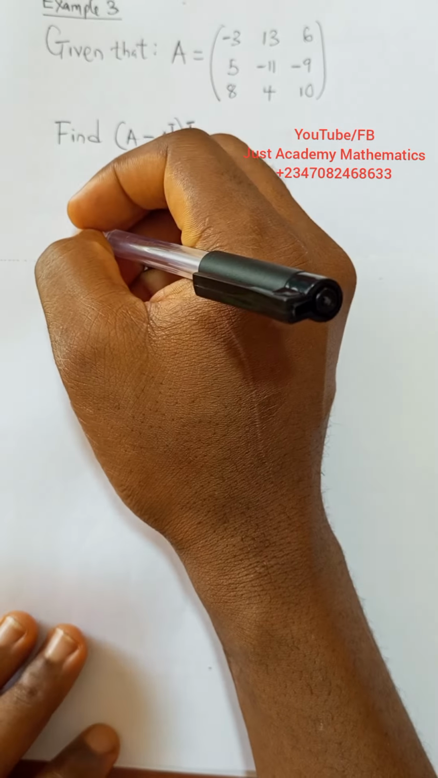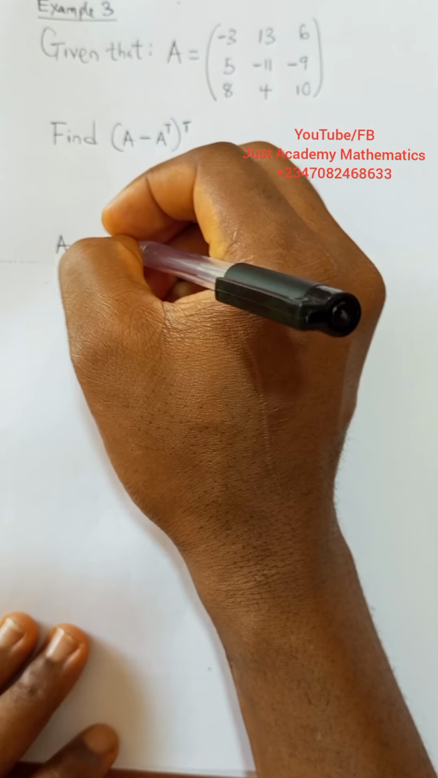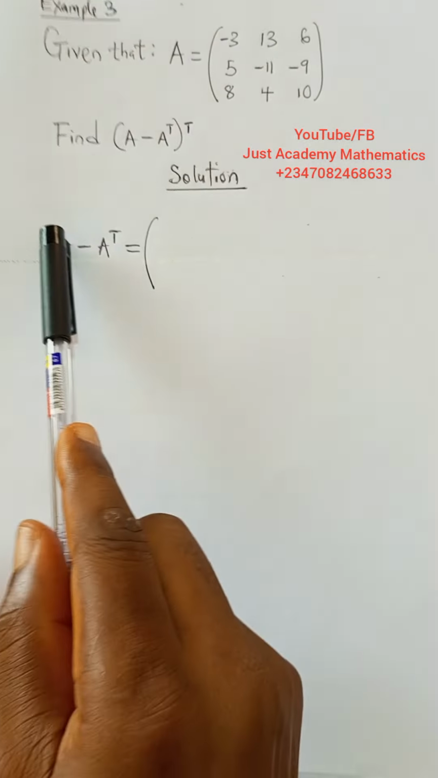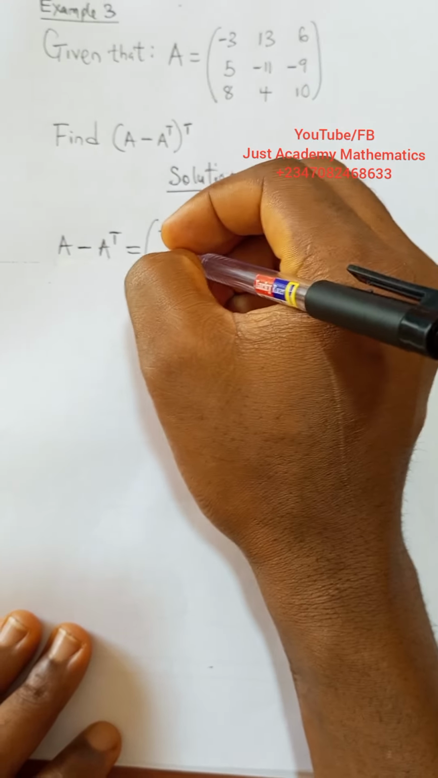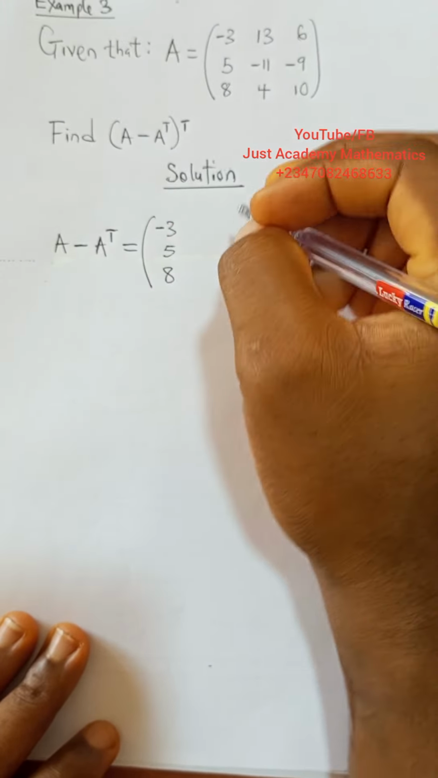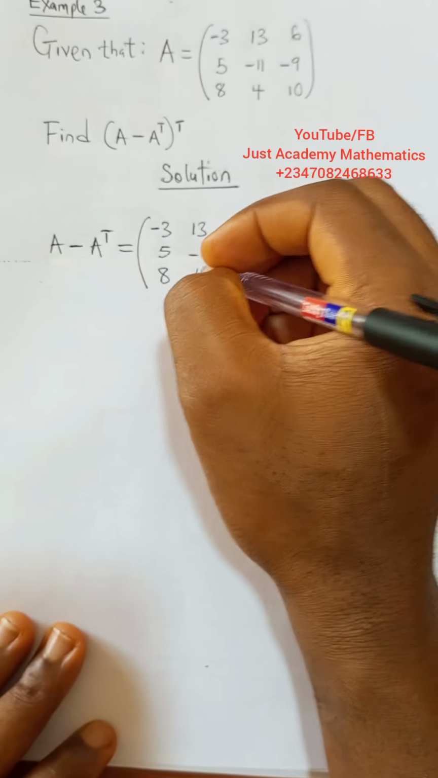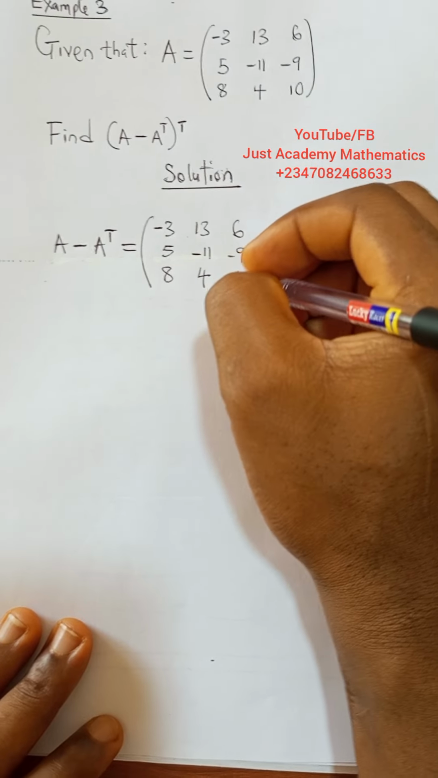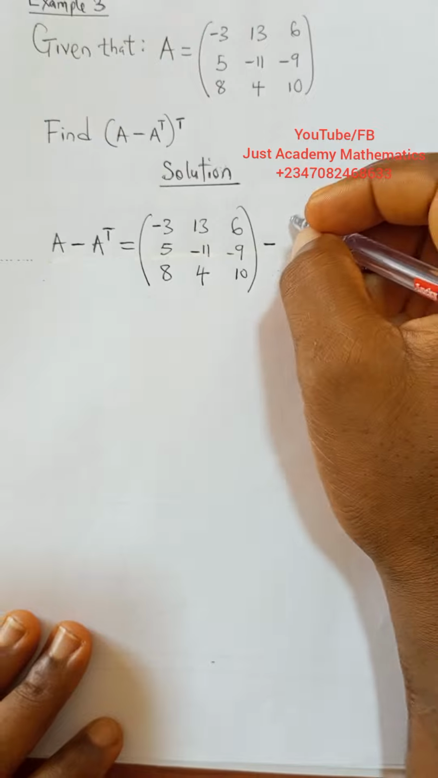So first, let's go and find A minus A transpose. Let's go for that one first. First of all, what is A? Let's list A. A is what? Minus 3, 5, and what? 8. And then we have 13, minus 11 and 4. Then we have 6, minus 9 and 10. That is A.